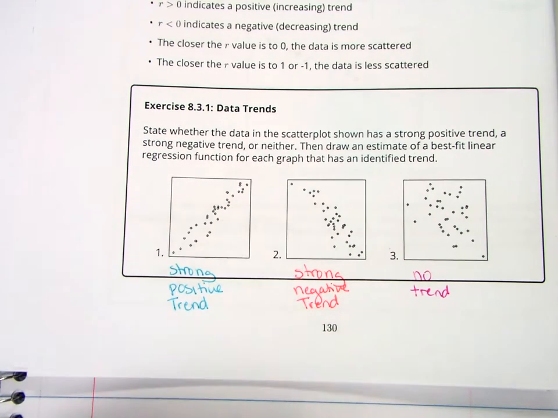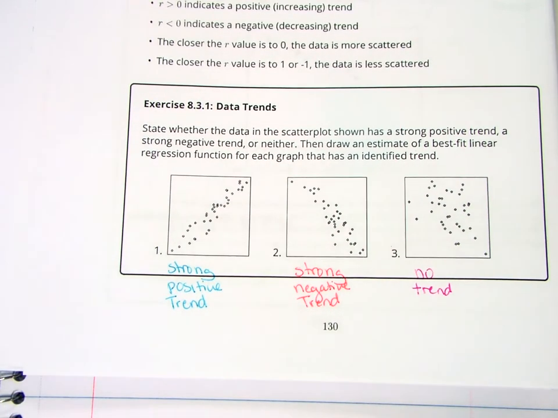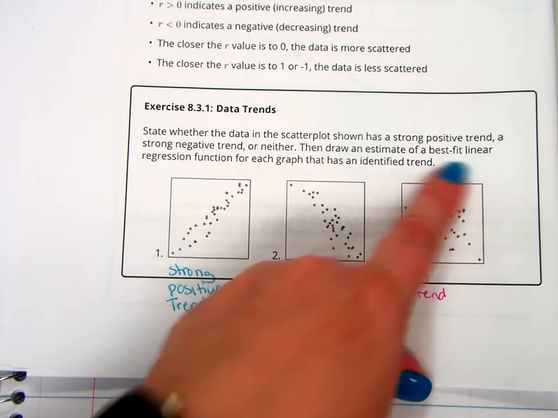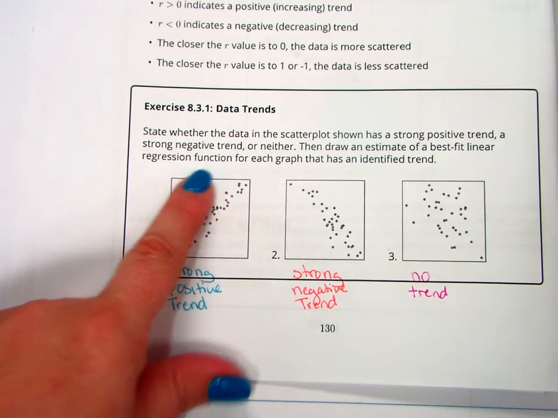Okay, or you could say neither. Okay, so strong positive, strong negative, and no trend. This also says to draw an estimate of a best fit linear regression function.